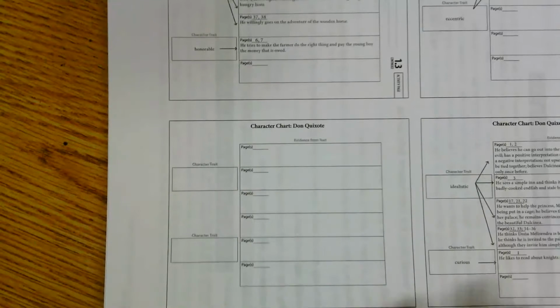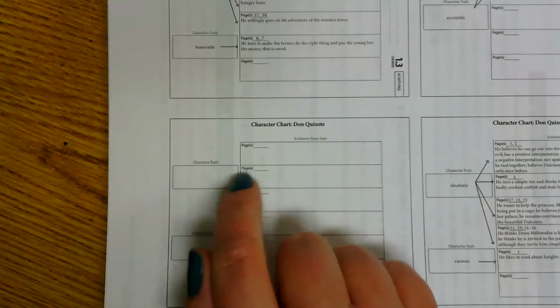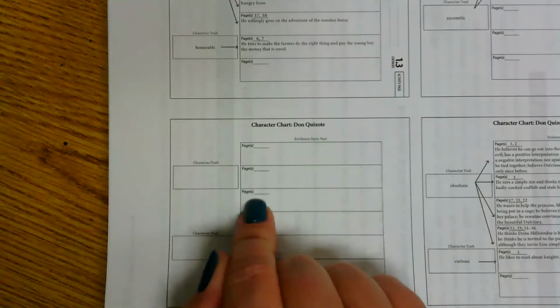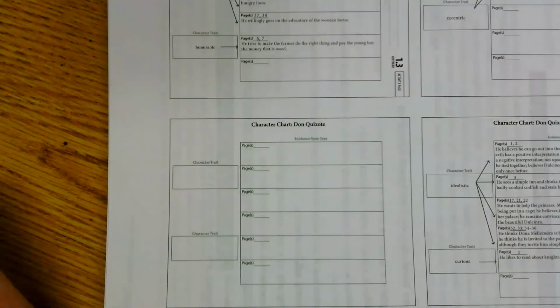And if you found other ones and added them to the box, just put the character trait in the box and make sure you do the arrows that point to which pages. Because as we saw before, some of them might only have one text evidence area, but some of them have multiple. And this is the character traits chart of Don Quixote.